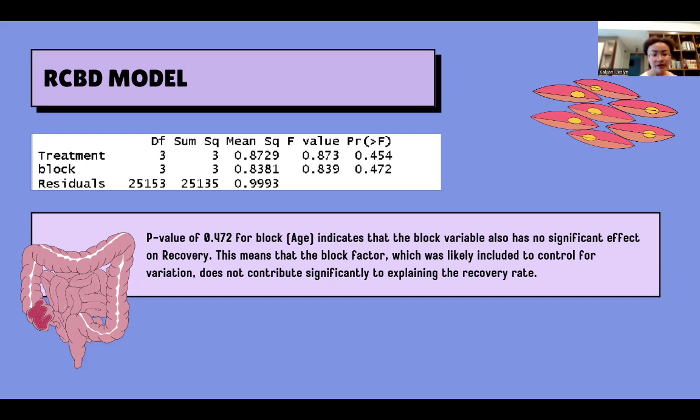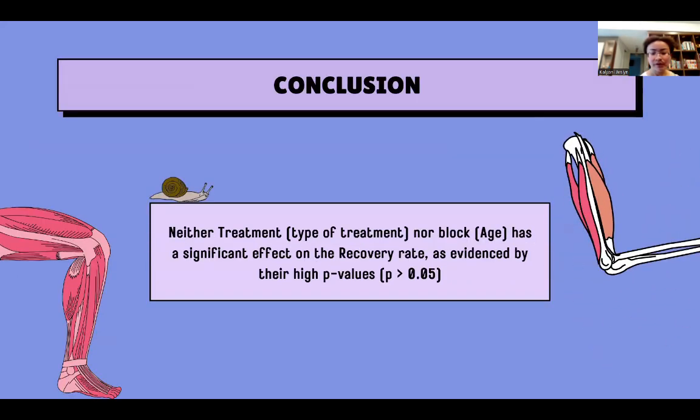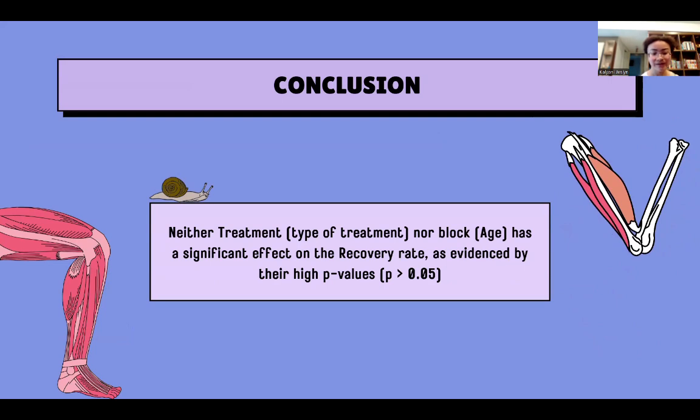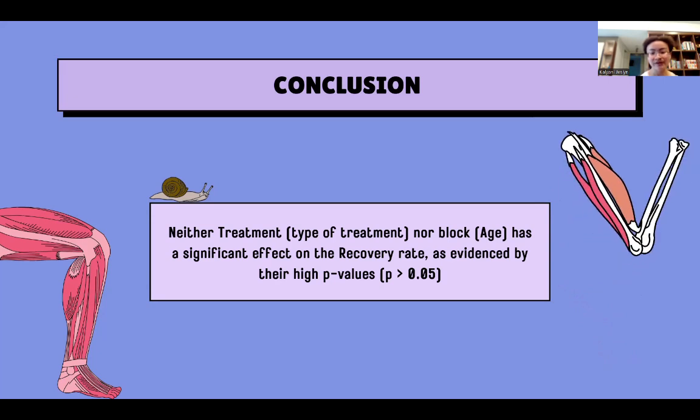So the p-value of 0.47 for the block indicates that the block variable also has no significant effect on recovery. This means that the block factor, which was likely included to control for variation, does not contribute significantly to explaining the recovery rate. So in conclusion, neither treatment nor block has a significant effect on the recovery rate, as evidenced by their high p-values, which are higher than the alpha of 0.05.